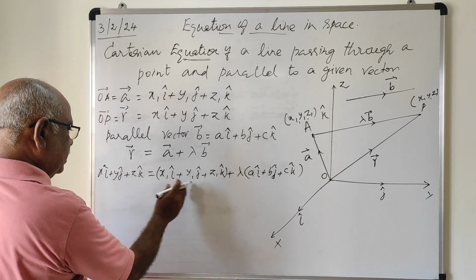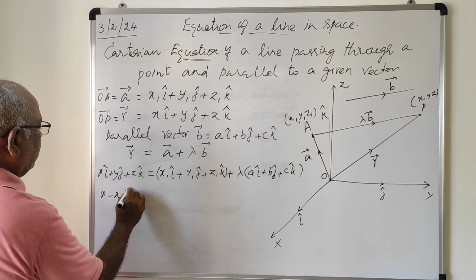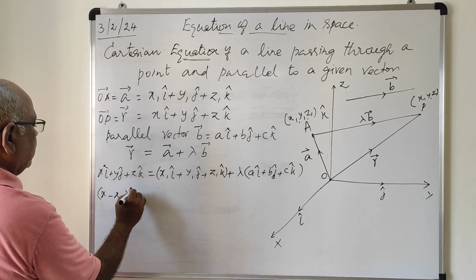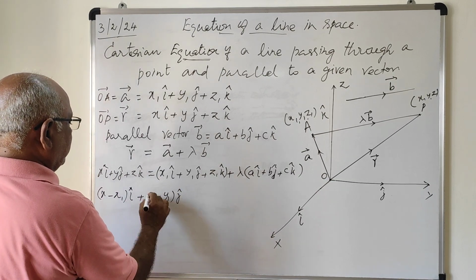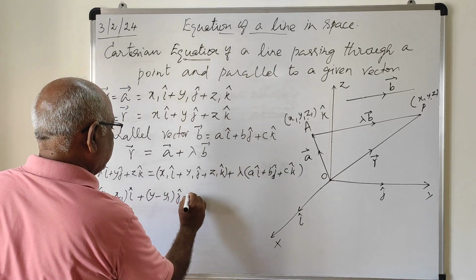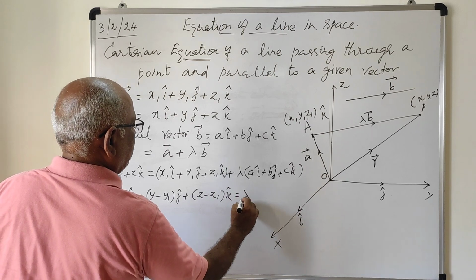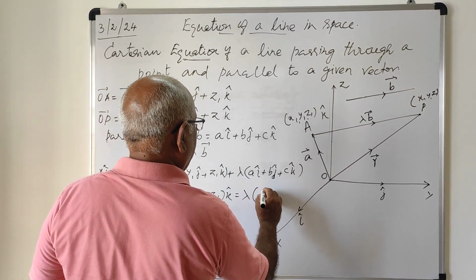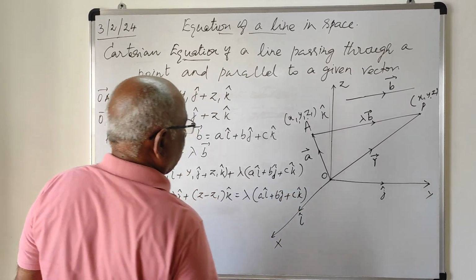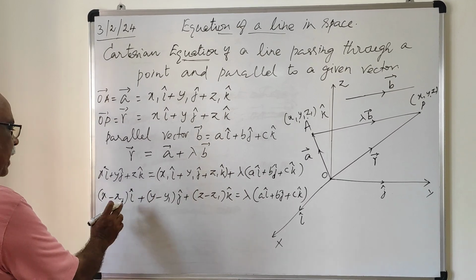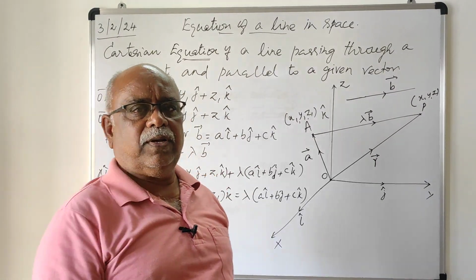Now you bring this x1, y1, z1 to the left-hand side: take x minus x1 into i, plus y minus y1 into j, plus z minus z1 into k, equal to lambda times ai plus bj plus ck. Now comparing the i, j, k coefficients on both sides.